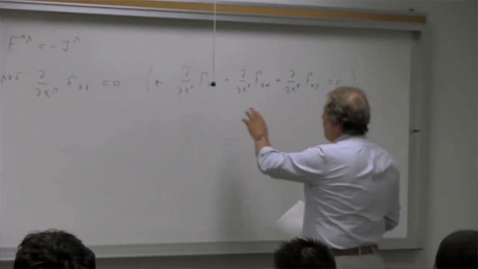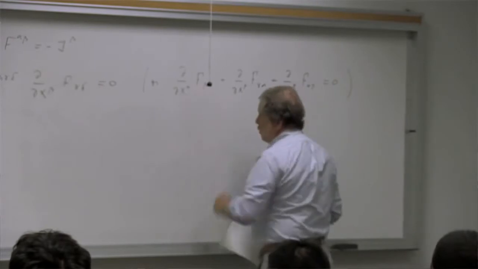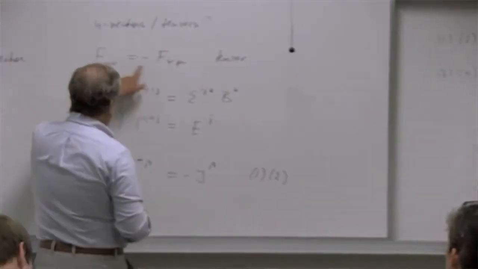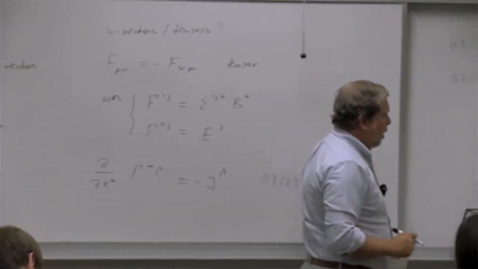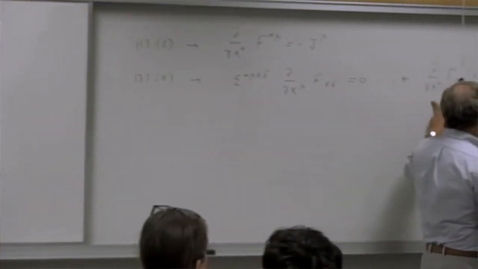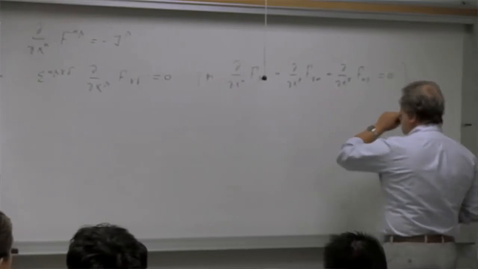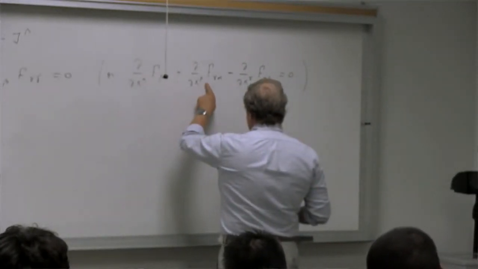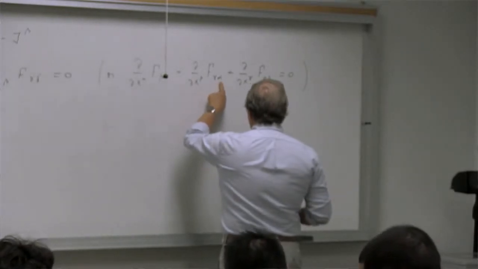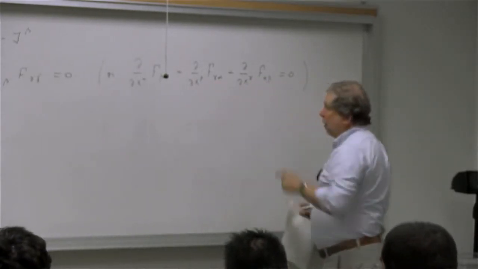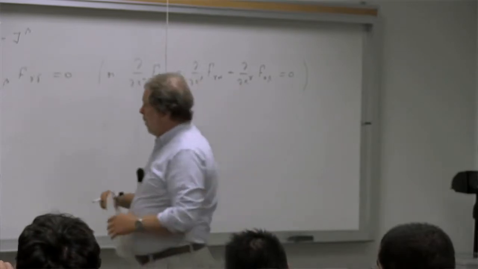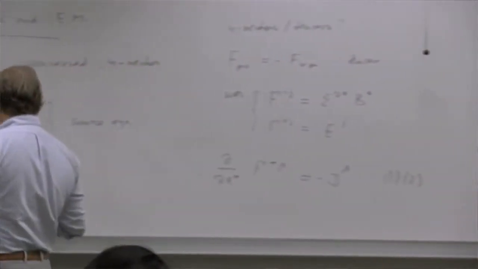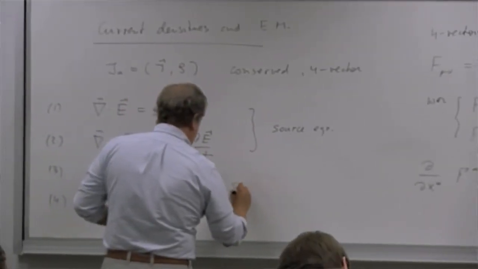And if any of the indices are the same, then this vanishes, because if you take two indices that are the same, then this thing is antisymmetric, so you get 0. So the only case in which this expression is useful is when all the indices are different: alpha, beta, gamma. So when all the three indices are different, then you get something useful. It's exactly the same as that, and it is the same as the source-free equation.